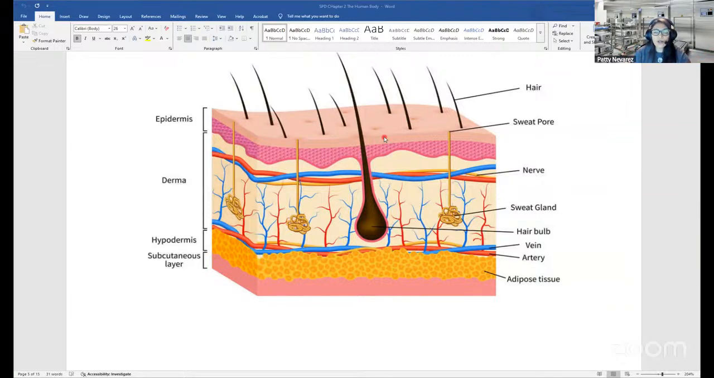And when we talk about instruments, I'm going to show you the instruments, the dermatome and the measure, to explain how we use these instruments when it comes to the skin.